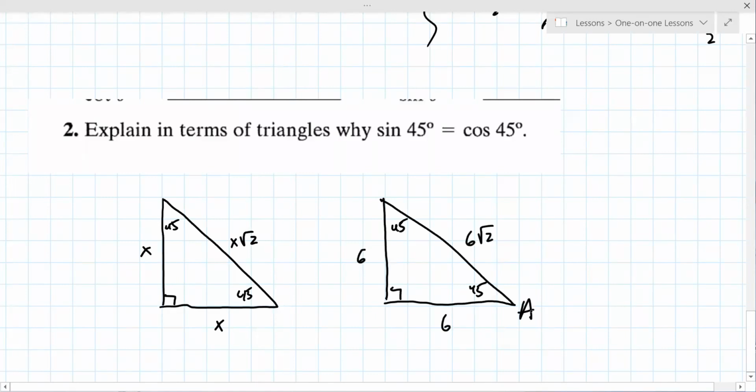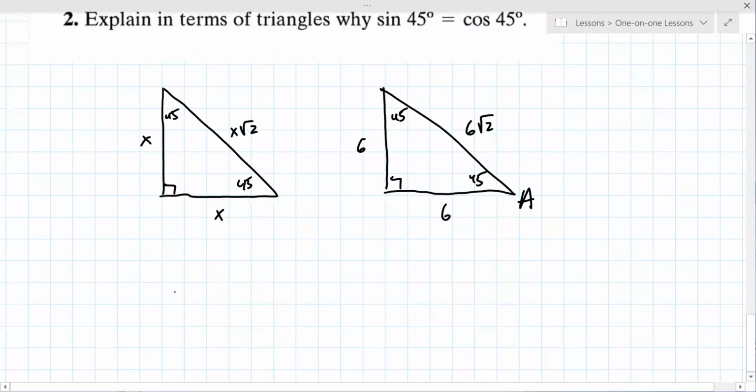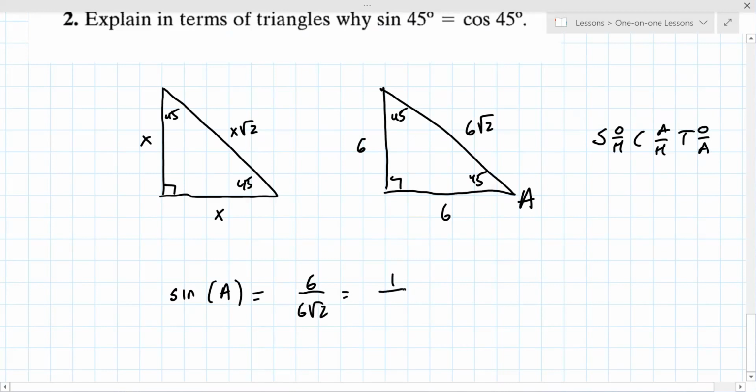I'm going to call this angle A. What is the sine of A? Sine is opposite over hypotenuse, cosine is adjacent over hypotenuse, tangent is opposite over adjacent. The sine of A is 6 over 6 root 2. Great. And that becomes 1 over square root of 2. You should know by now to rationalize that. So that becomes square root of 2 over 2.